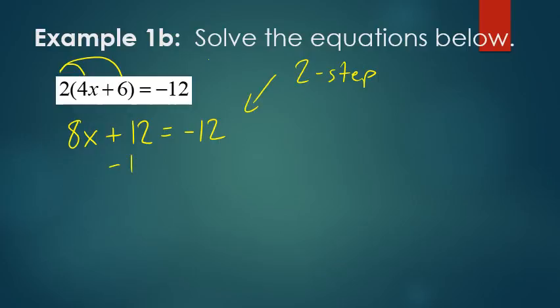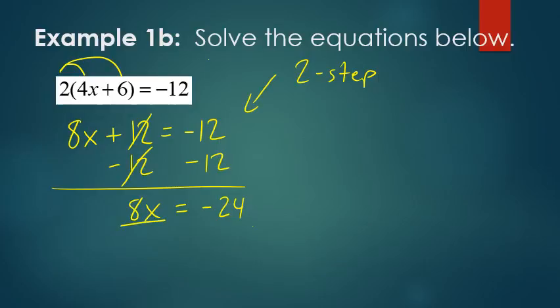So subtracting 12 from both sides, bada bing, bada boom. 12's cancel, the 8x comes down, the equal sign comes down, negative 12 minus 12, please be careful here, that is not 0. Again, please use a calculator if you need it. So this gives me negative 24.